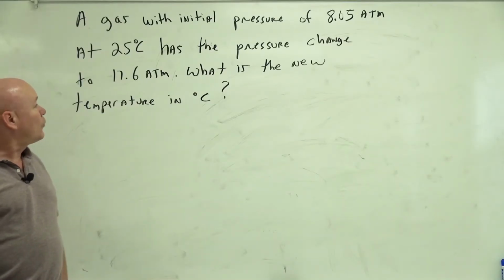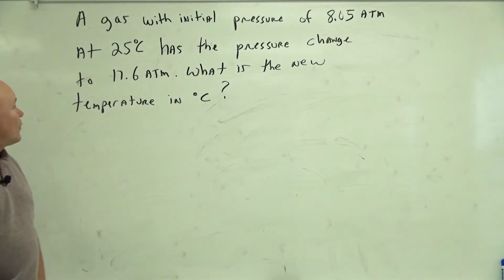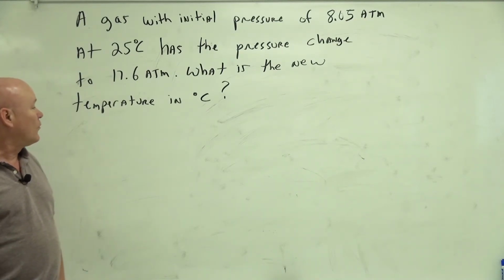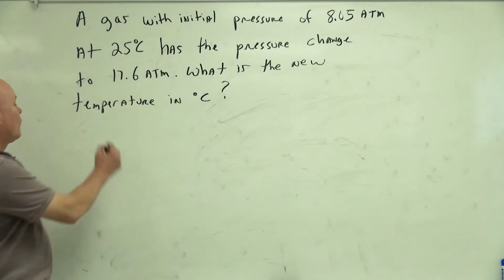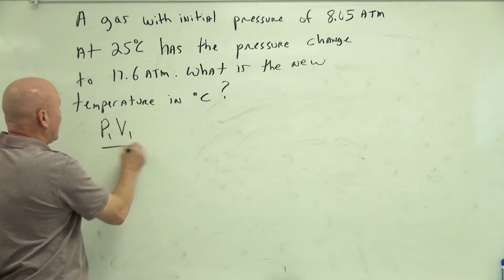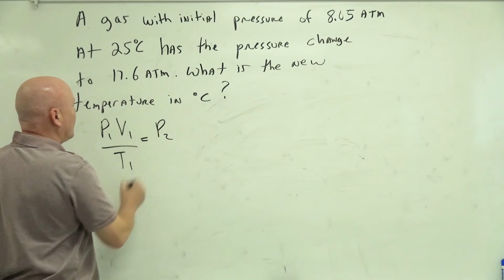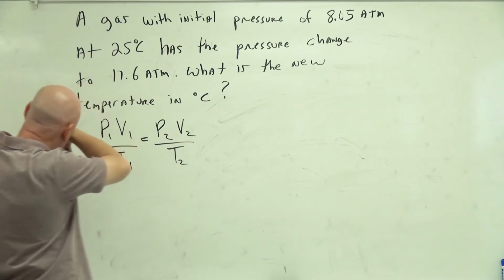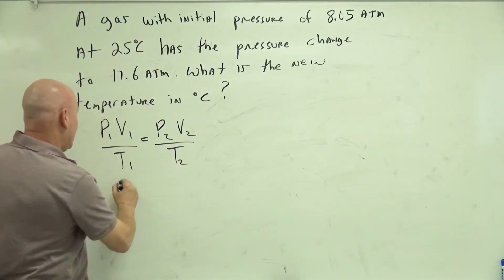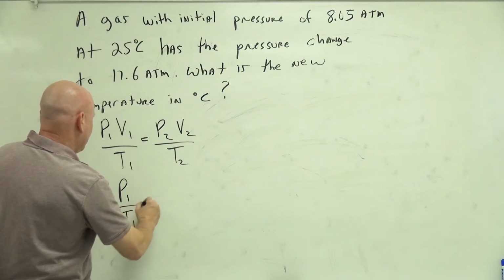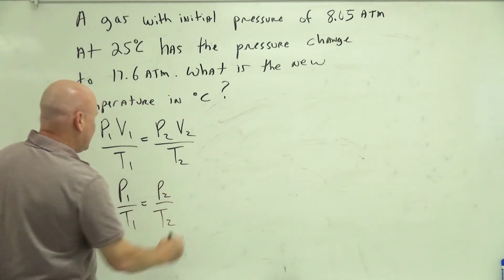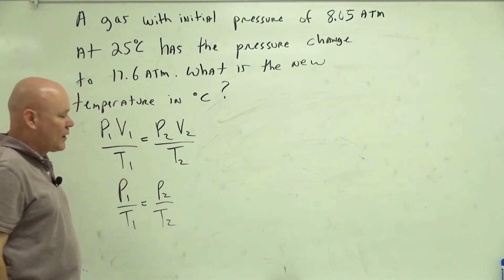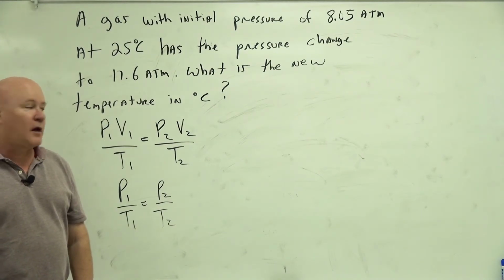A gas with initial pressure of 8.05 atmospheres at 25 degrees Celsius has the pressure changed to 17.6 atmospheres. What is the new temperature in degrees Celsius? So first off, we'll need my combined gas law, because I see pairs of pressures and pairs of temperatures up there. And so the equation that we're going to use is P1 over T1 equals P2 over T2, because volume is not changing, so we just cover up the volumes, and this is the equation that we'll end up using from our combined gas law equation.